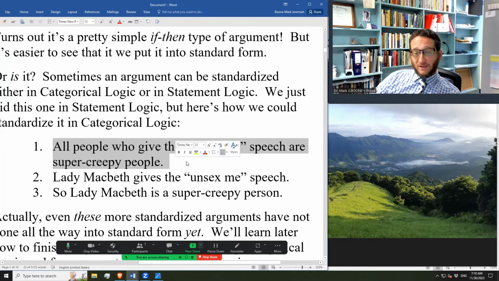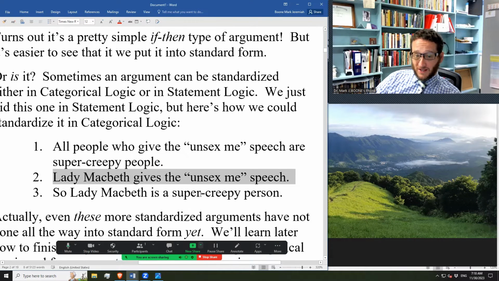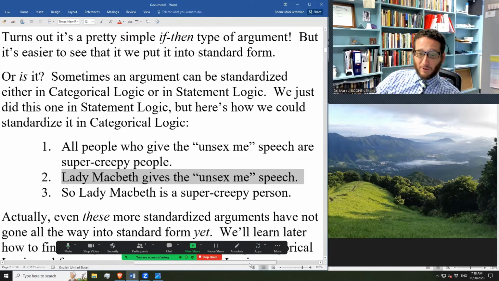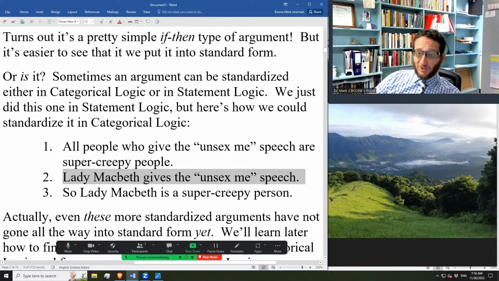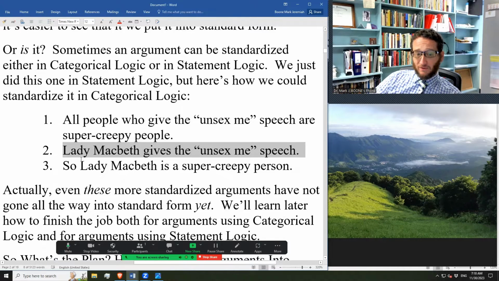All people who give the unsex me speech are super creepy people. Premise one, and then premise two, Lady Macbeth gives the unsex me speech. Conclusion, rather: therefore, Lady Macbeth is a super creepy person. That is the categorical logic version of this argument, and I think it's probably better than the statement logic version.